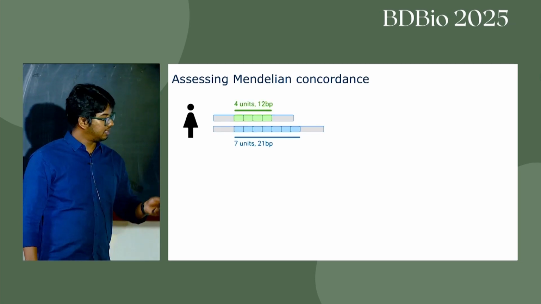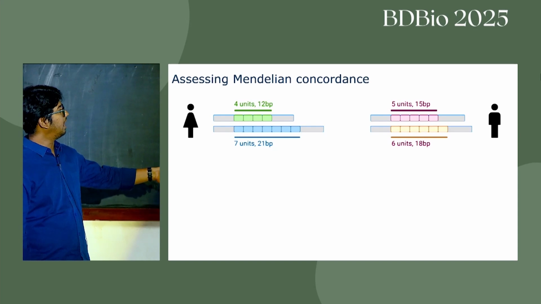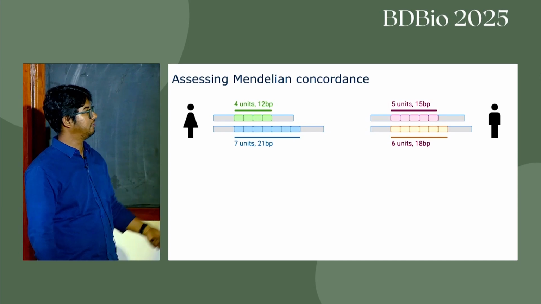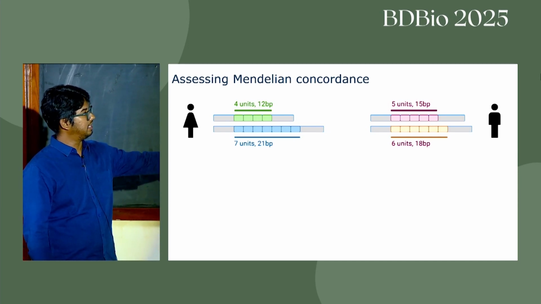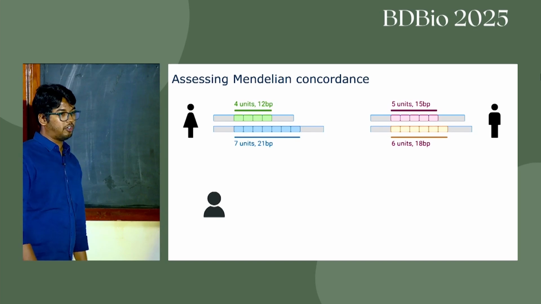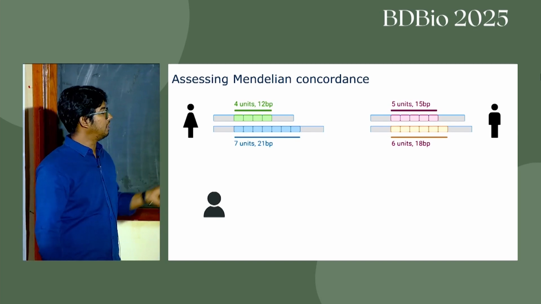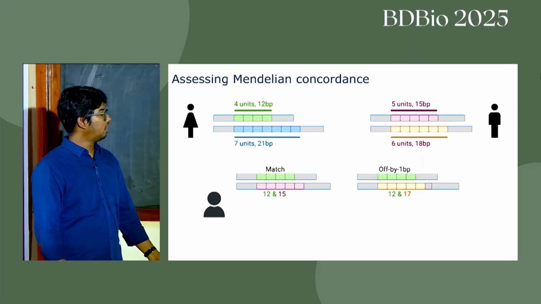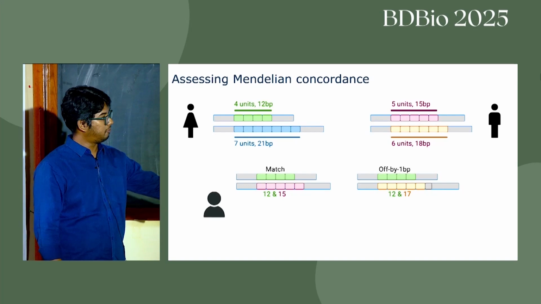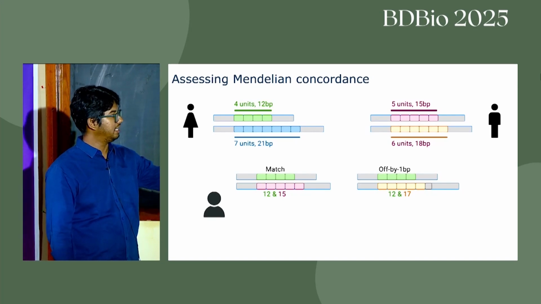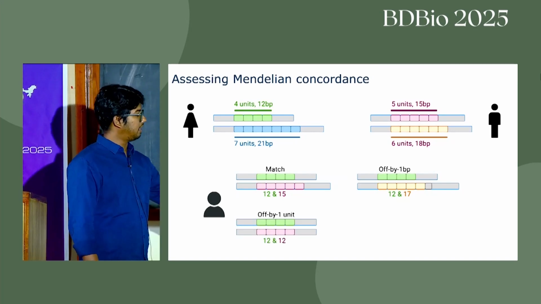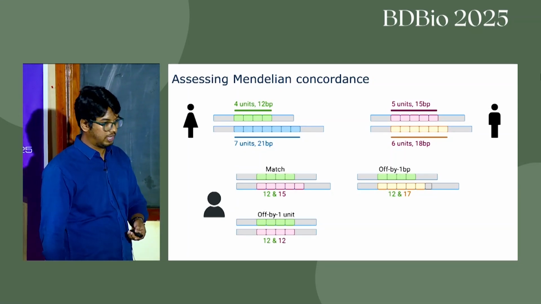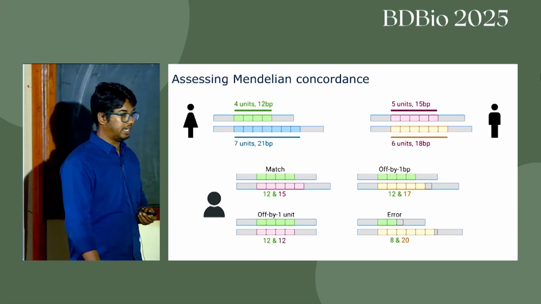And the way it works is, let's say in an example locus, you have one location where the maternal alleles are 4 or 7 units, or 12 and 21 base pairs. And for the father, it is 15 and 18. In the offspring, it falls in one of these categories, where you have a perfect match of one parental allele each, or you could have a difference of 1 base pair. Again, instead of 12 and 18, we get 12 and 17. Then you have an off-by-1 repeating unit. So instead of getting 12 and 15, we get 12 and 12, or a larger error, right?